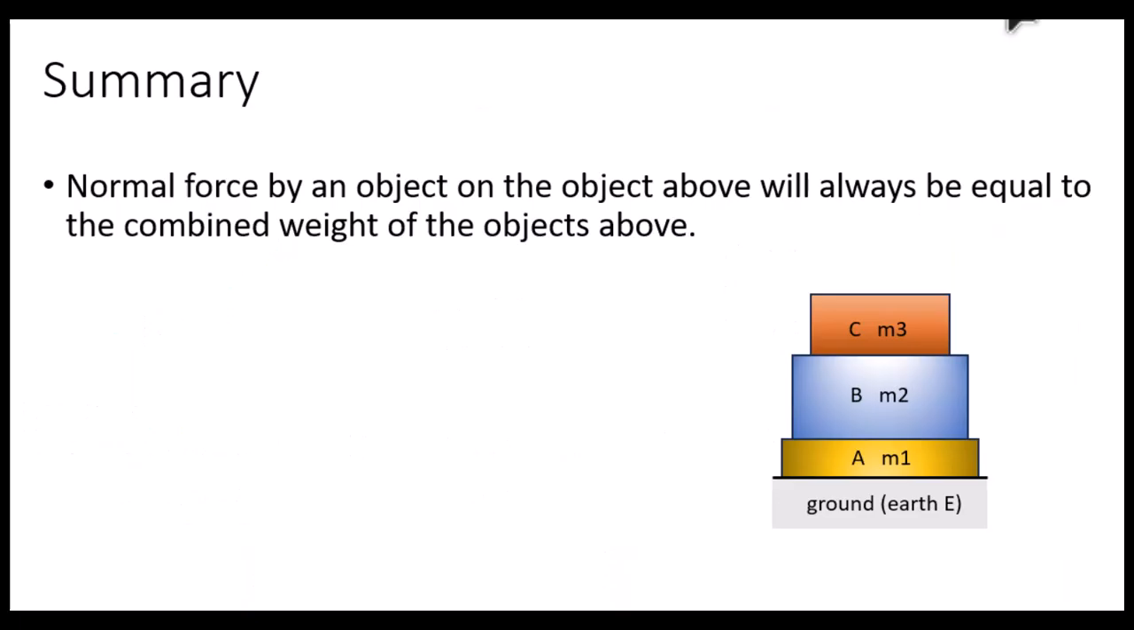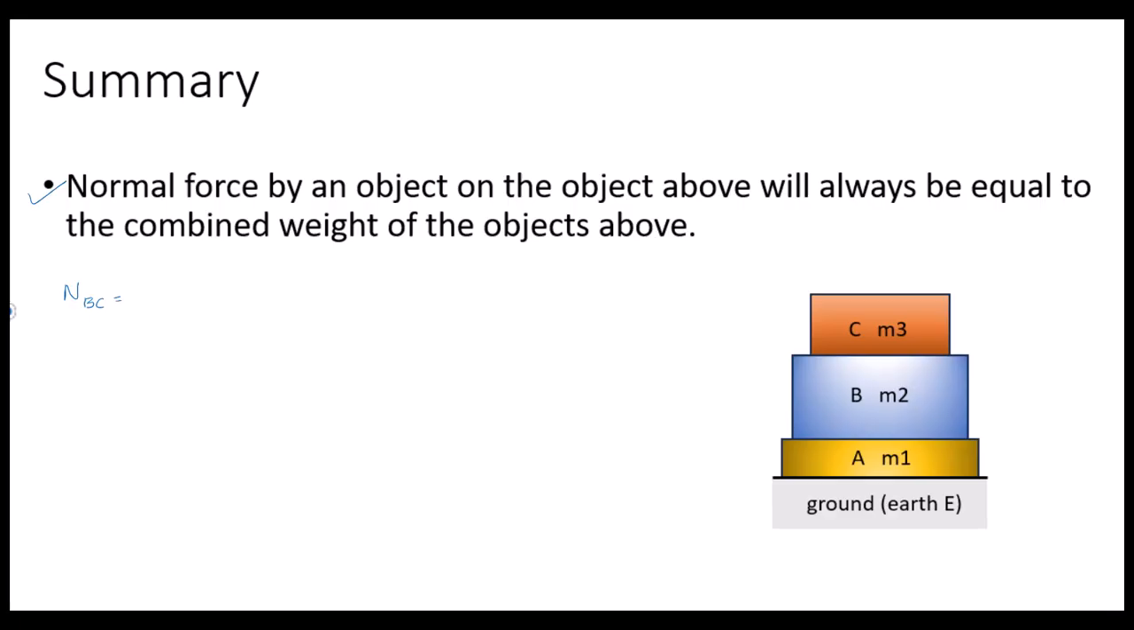Time to summarize the learning. Normal force by an object on the object above will always be equal to the combined weight of the objects above. So what this literally means is, let's quickly write down all the normal forces. Normal force by B on C will be equal to the weight of the objects above.